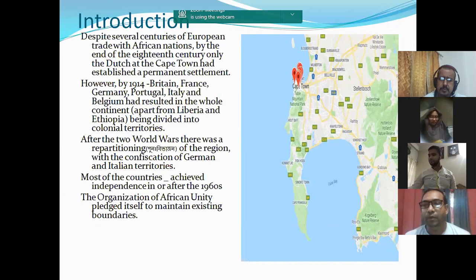And the Organization of African Unity pledged itself to maintain existing boundaries. Though the countries were under the administration of Britain, France, Germany, Portugal, or Italy, the boundaries were the same. And the Organization of African Unity, what does it mean?